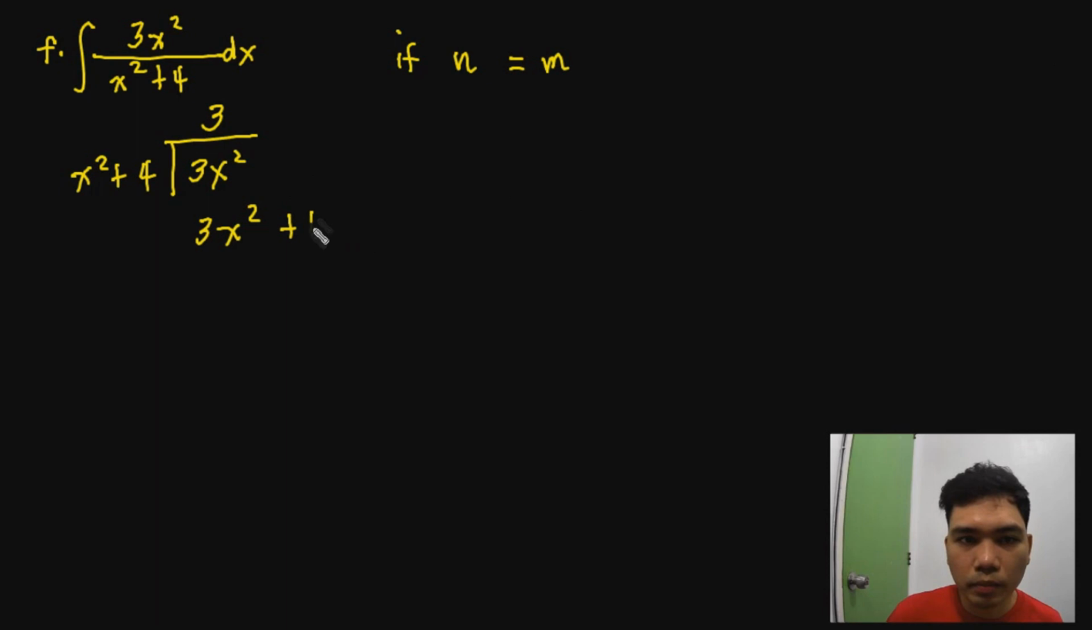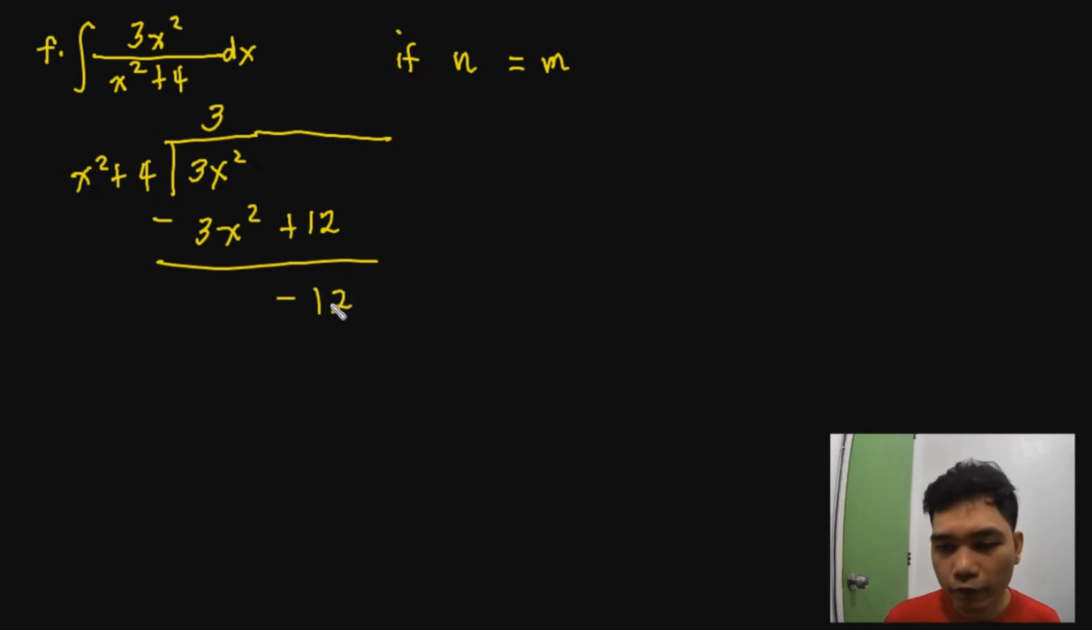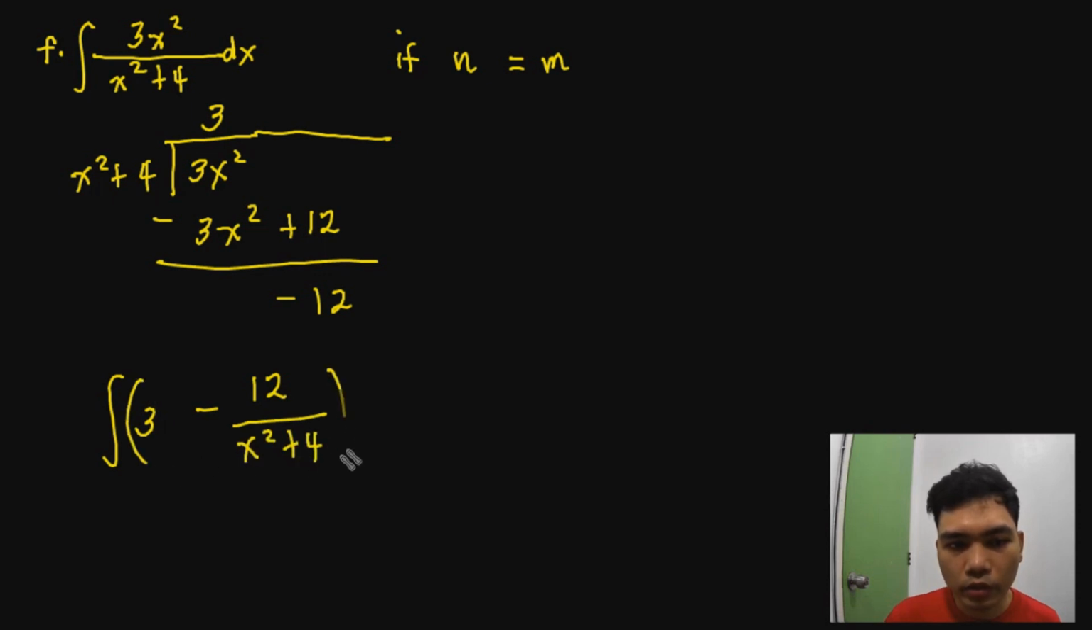Then we subtract this, so what we have here is negative 12, and we cannot proceed any further, so we just rewrite this as the integral of 3 minus 12 over x squared plus 4. This is our new expression, and this redefined expression can be dealt with more easily than the one before. This is what we have to do when the degrees of the numerator and the denominator are equal. So let's do it.